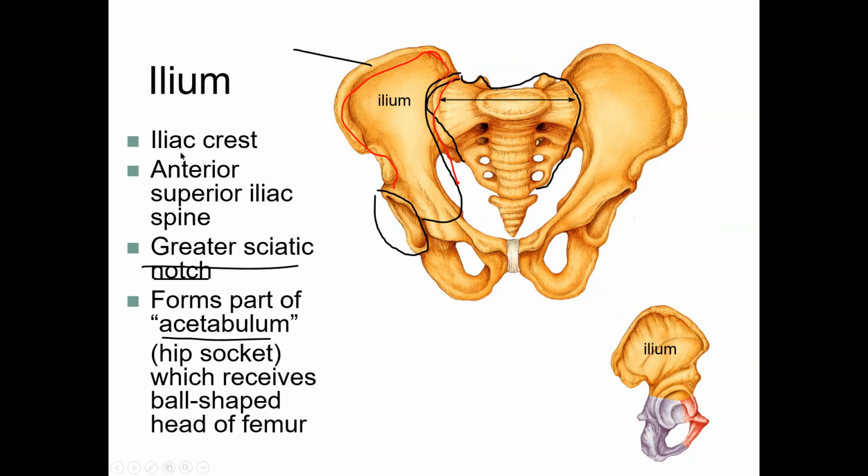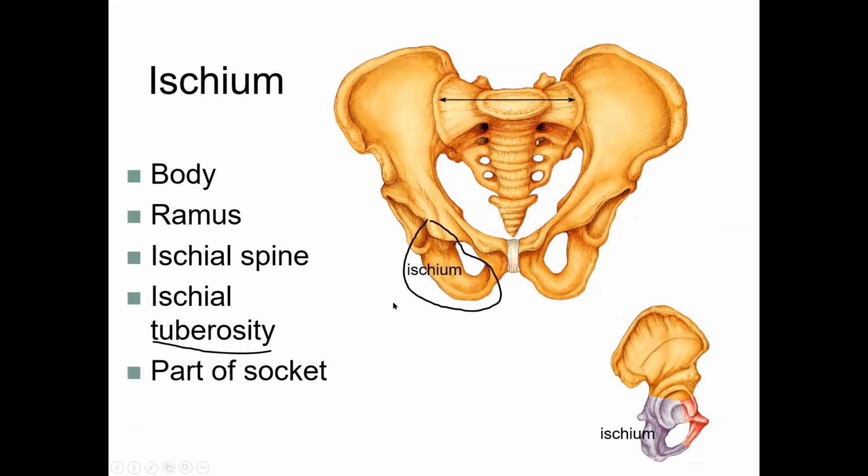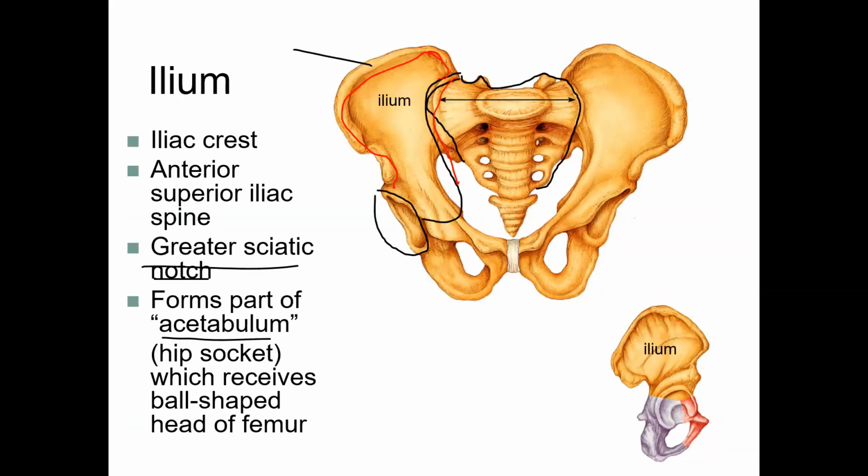It mentions here that you have an iliac crest that runs anterior superior to the superior iliac spine, so the crest. You have a greater sciatic notch, which forms a part of the acetabulum, which of course is right here. So the notch, and this is the acetabulum.